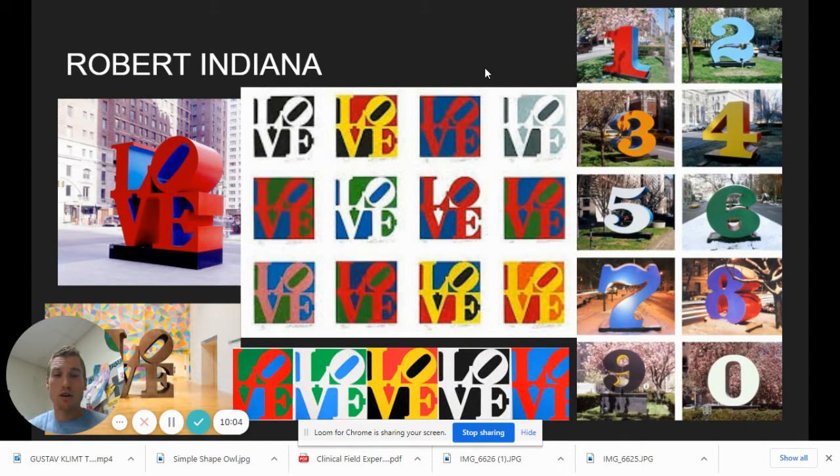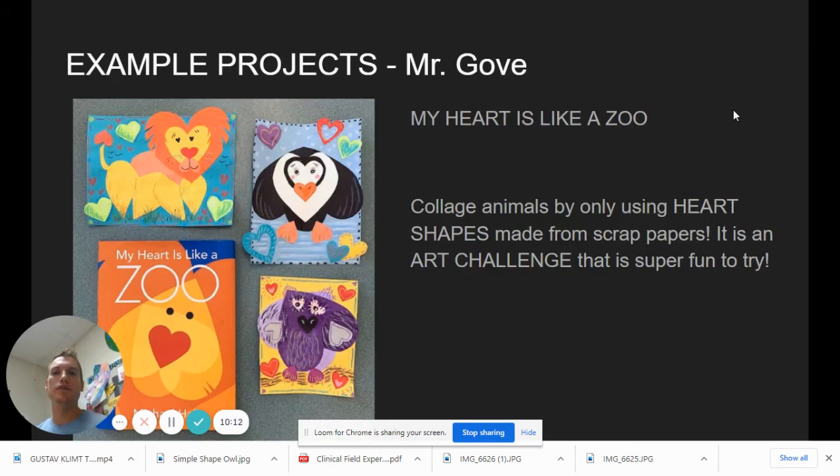That's a four-letter word. Team. You could think of more four-letter words that are positive and uplifting, just like love, just like Robert Indiana. Here's some other examples from the book, My Heart is Like a Zoo, where the artist collaged animals by only using heart shapes. So it's kind of like a challenge for you. Can you cut out a bunch of hearts and turn them into animals or creatures or any other object?